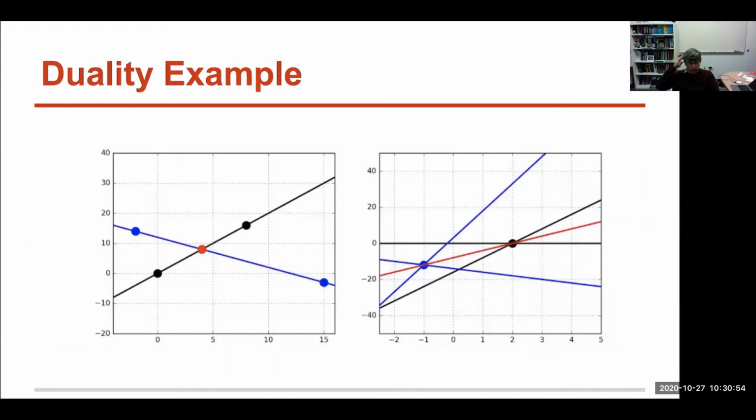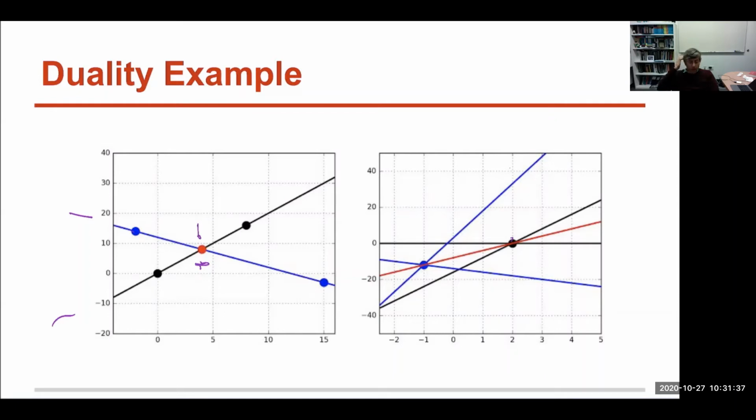So here, if we look at it, this is what happens when I take this system of two lines and 2 points on each line that are the blue points and the black points, and 1 point of intersection, which is red. If I do that duality transformation, the red point will become a red line. The blue line is going to become a blue point. The blue points are going to become blue lines, okay? The black line is going to become a black point. The black points are going to become black lines.